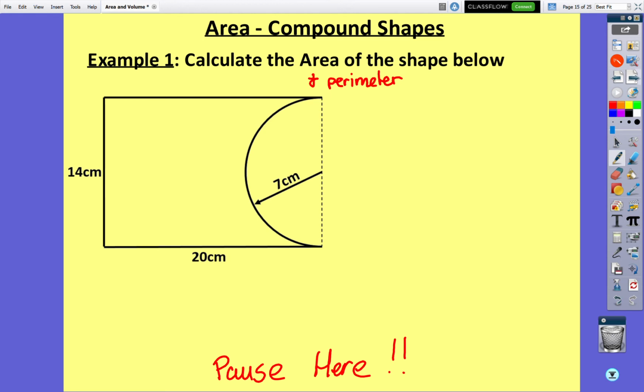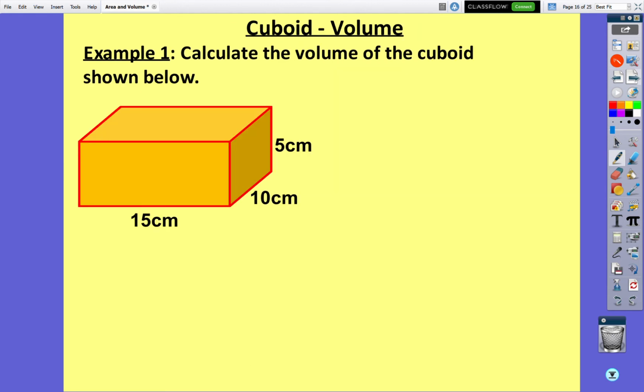Alright, the next one I would say is fairly straightforward. The next wee bit we're going to look at is the cuboid. So now we're moving on to 3D shapes. Volume of a cuboid: if you go back to the very start, your equation list, V cuboid was L times B times H.